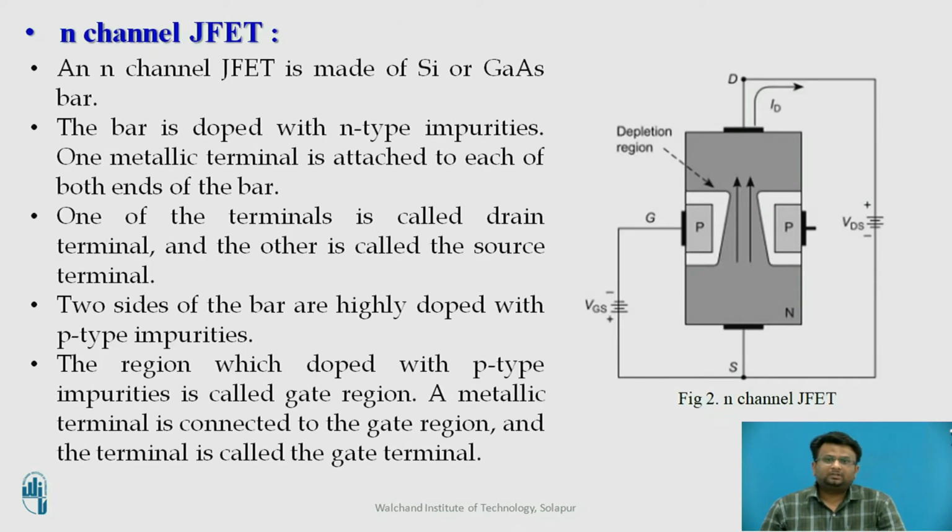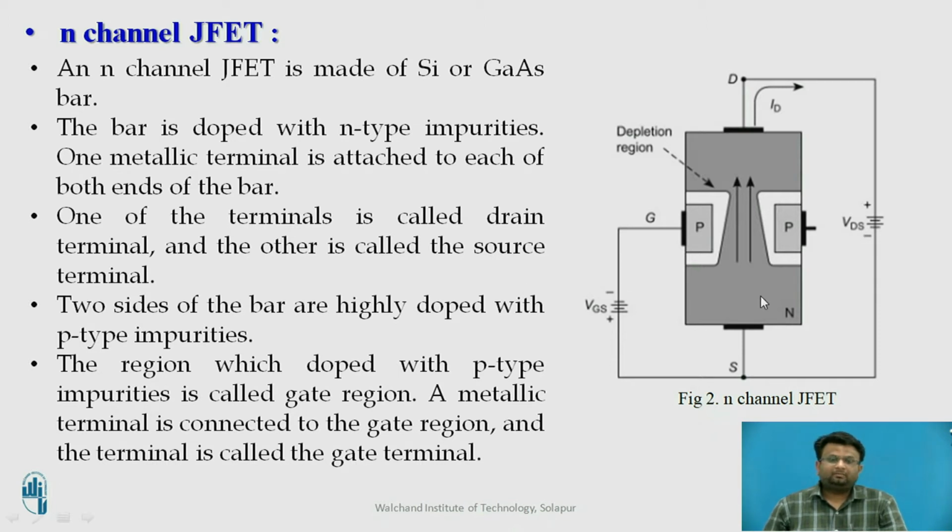The figure shows the construction of n channel junction field effect transistor. An n channel junction field effect transistor is made up of silicon or gallium arsenide. The bar is doped with n type impurity. One metallic terminal is attached to each end of the bar. One of the terminals is called the drain terminal and the other terminal is called the source terminal.